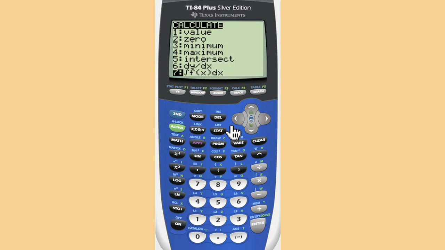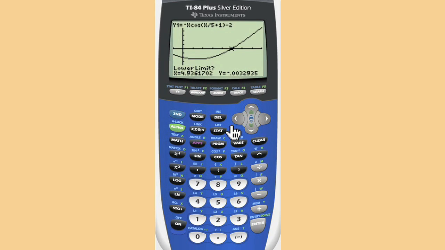Number 7, where it says lower limit, type 0. Where it says upper limit, type alpha A, and hit enter. Alpha A is that number that we stored from part A. This will give us the distance that the particle moved to the left, negative 8.824.